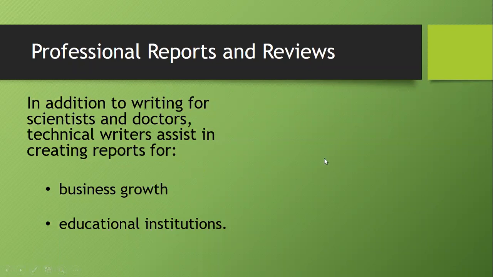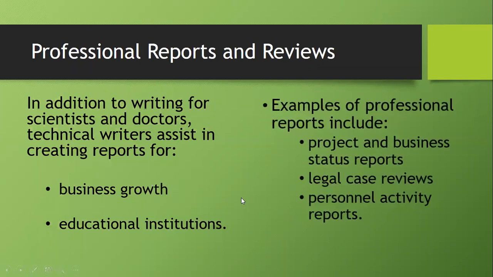So they have to assist in creating accurate reports for these types of things. Examples of professional reports would be project and business status reports, case reviews in the legal fraternity, or legal case reviews, and personnel activity reports. Usually in every institution or company, we also have an HR department, and human resources plays a big role in that. So personnel activity reports: we all have a report somewhere, wherever we are working. If we have a job in a company or an institution, there will always be a file, a personnel activity report.